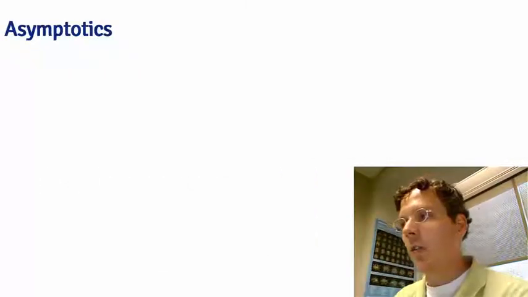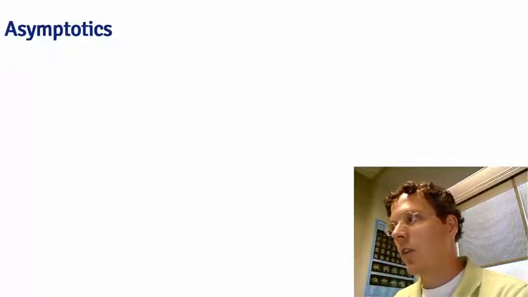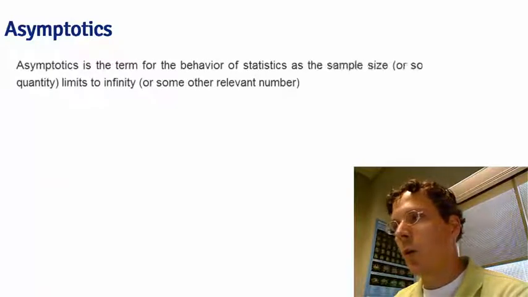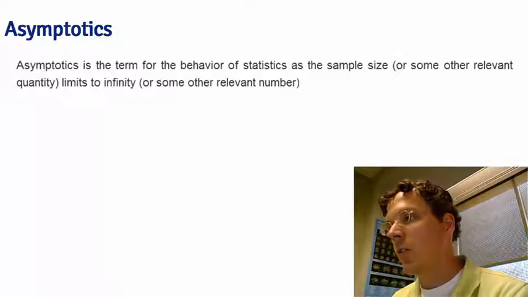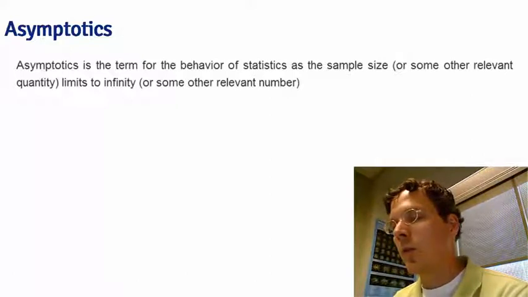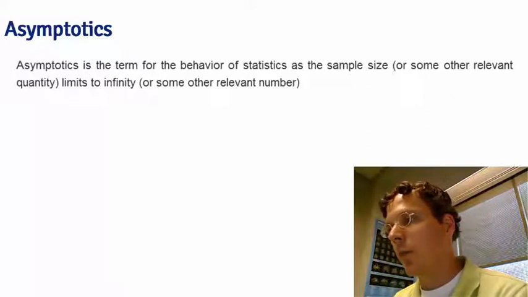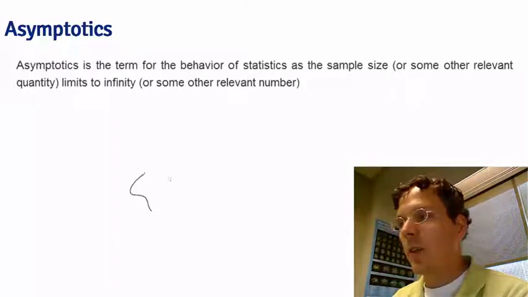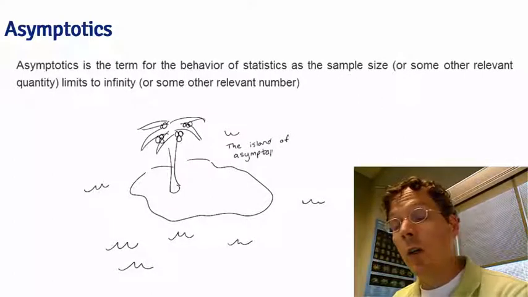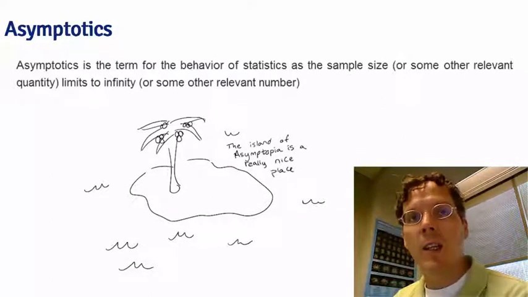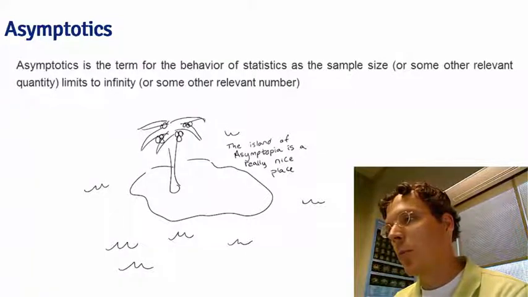So asymptotics is the term for the behavior of statistics as the sample size or some other relevant quantity limits to infinity, or in some cases as something else limits to zero. We're going to deal only with the case where the sample size is the quantity that's limiting to infinity. Asymptopia is my name for the land of asymptotics, where everything works out well, and it should work out well because there's an infinite amount of data in the land of asymptopia.